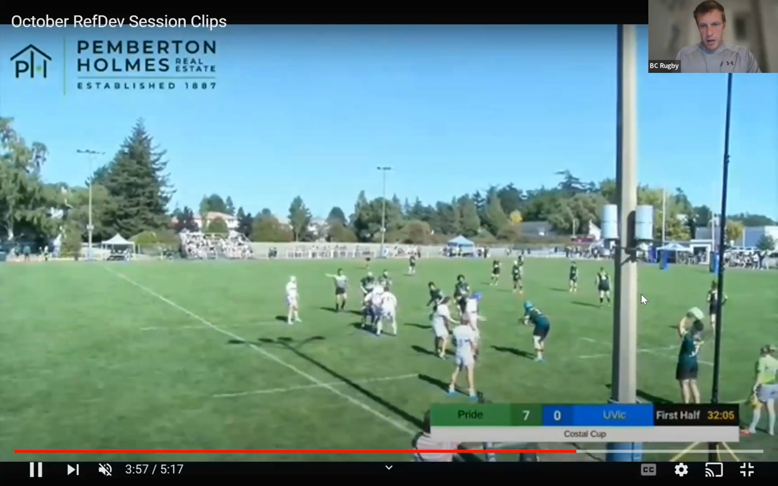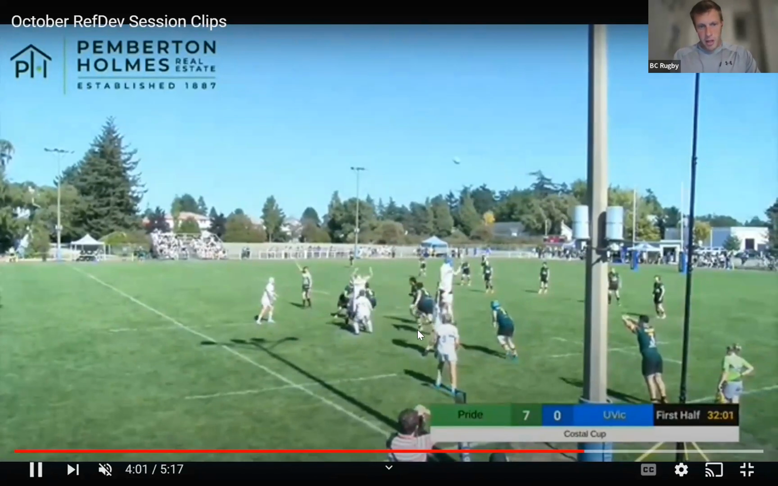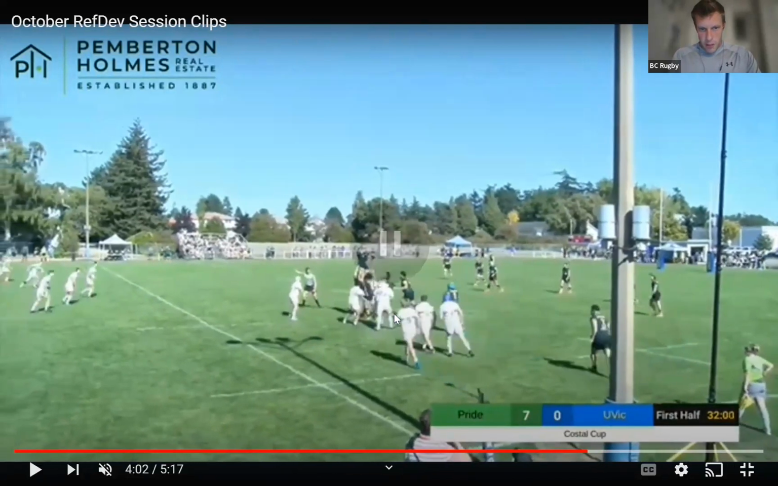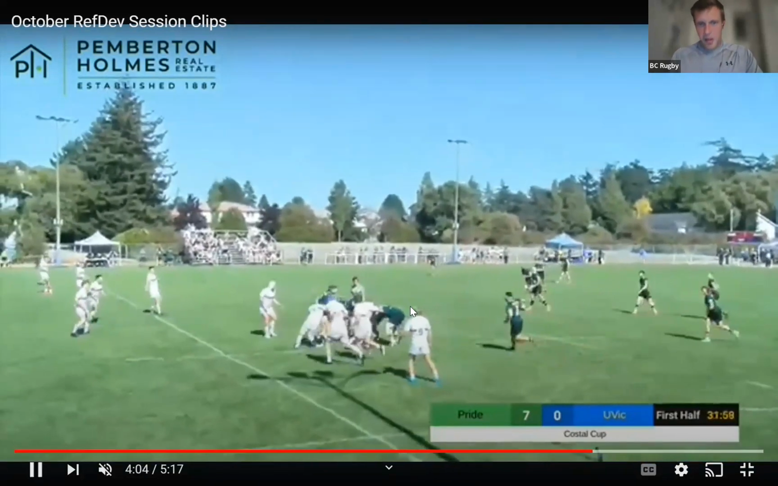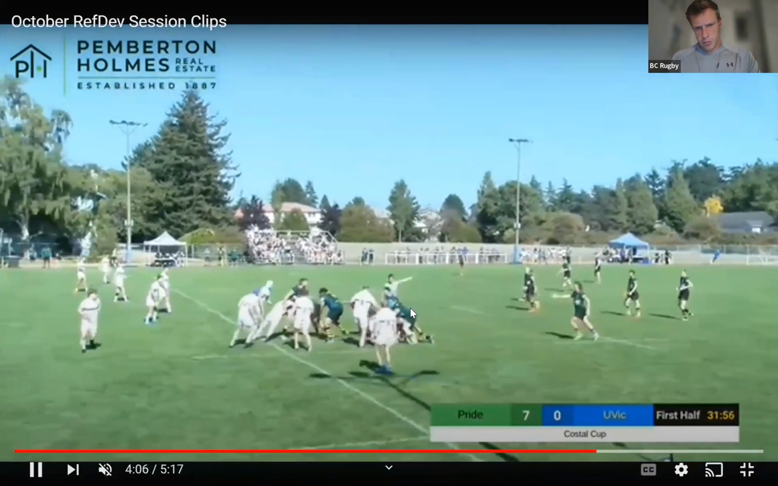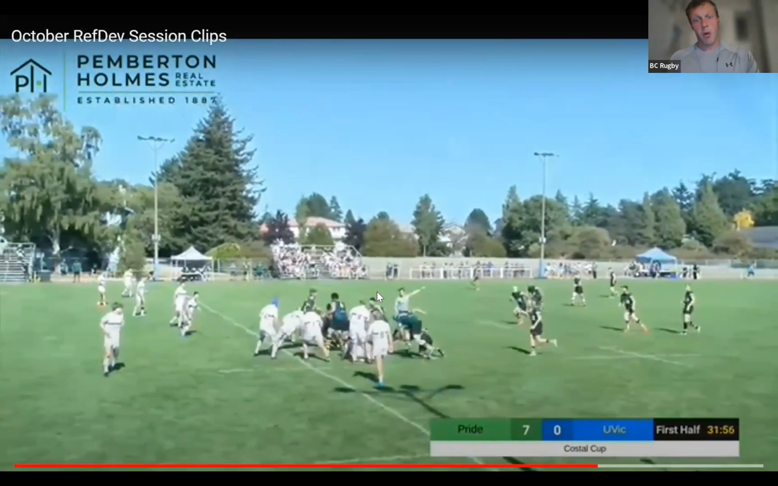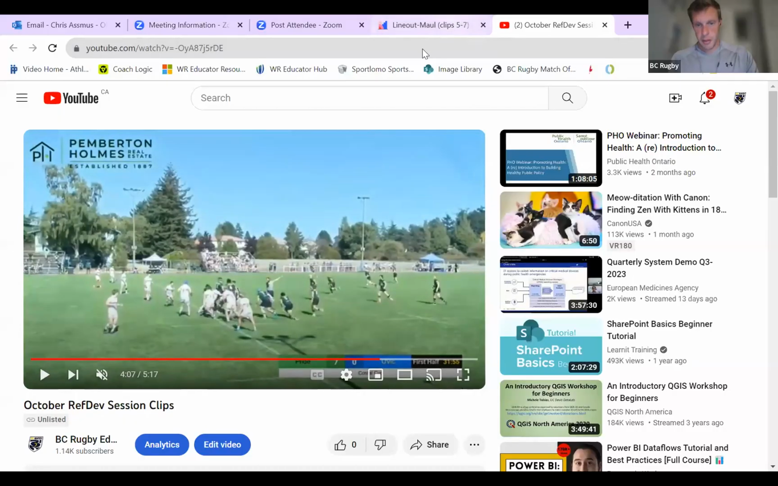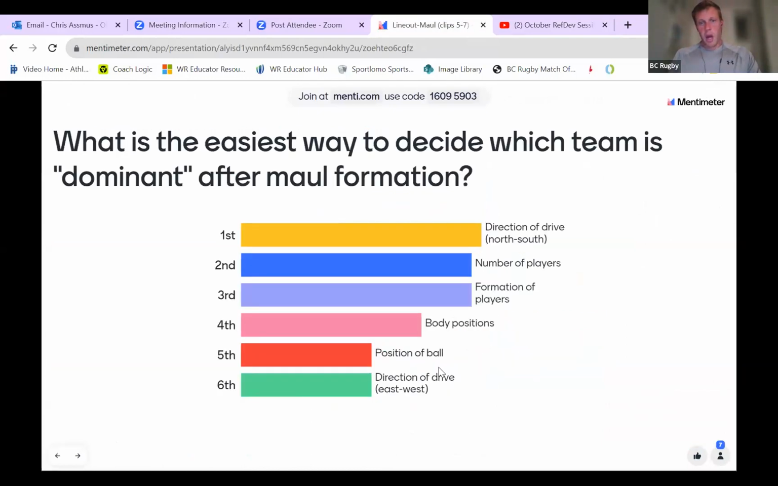So again, we see the same thing here, or slightly different, but players choose to be on the ground. We don't get a jumping across, but we get a player who ends up in the side at the source. So either joining from the side or from an offside position to begin with, if that makes sense. So arguably, easiest way to decide which team is dominant after maul formation.